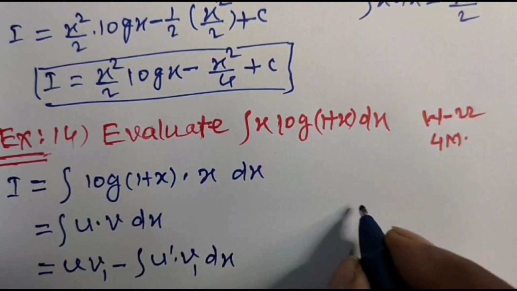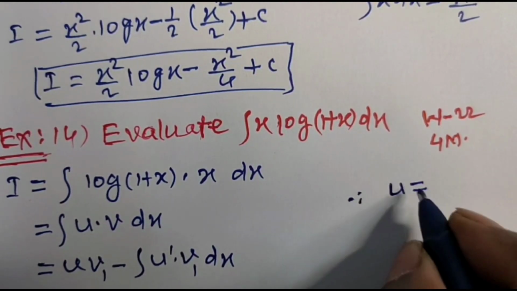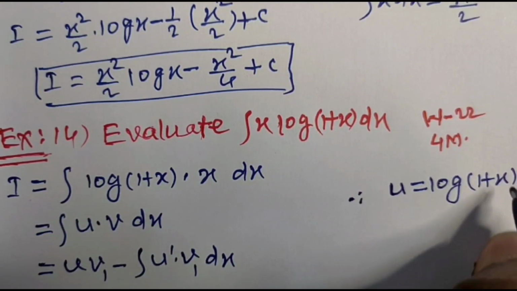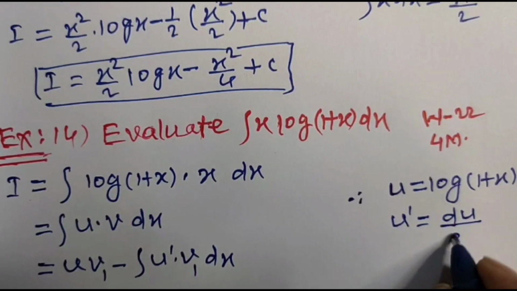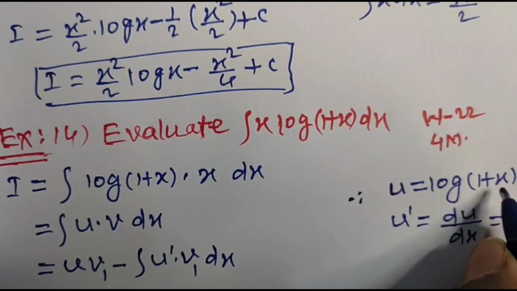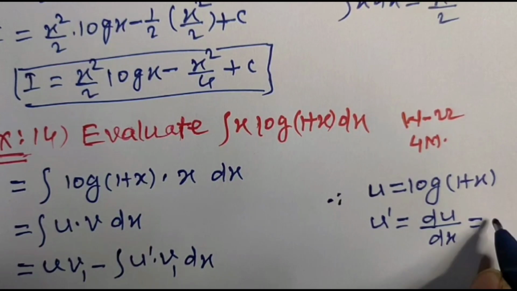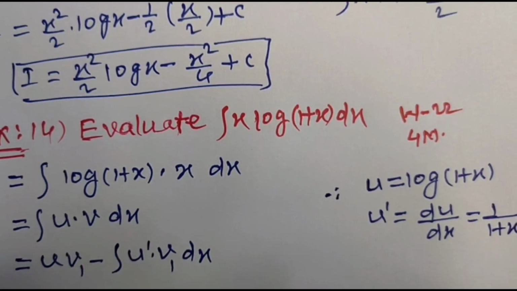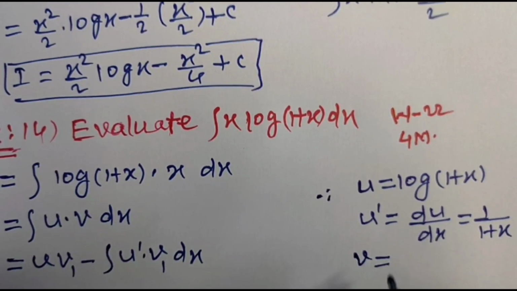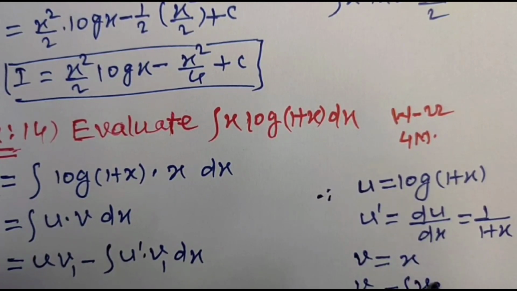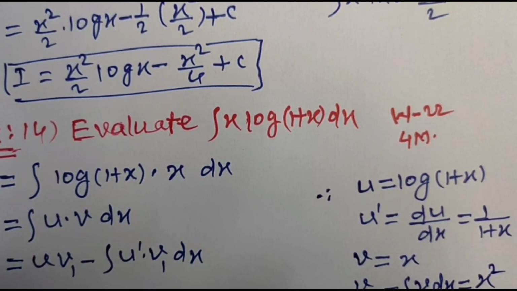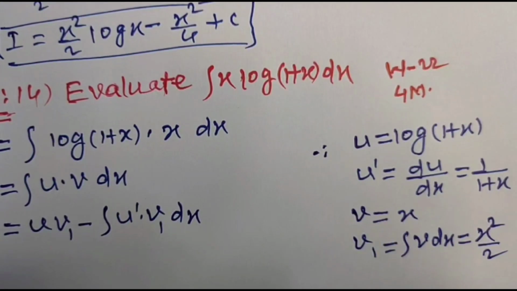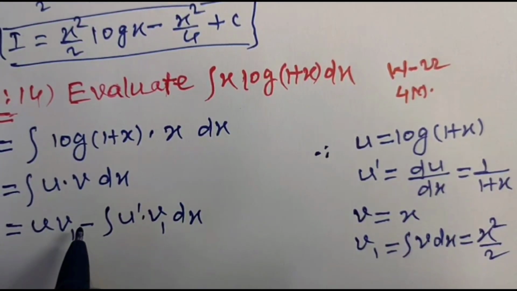First of all, since u is equal to logarithm of 1 plus x, hence u dash is nothing but derivative of u with respect to x, means derivative of log of 1 plus x, and this is equal to what? 1 upon 1 plus x. Then v is equal to x, v1 is equal to integral of v with respect to x, that is integral of x with respect to x, that is x square upon 2. We have obtained u dash and v1, put here and then simplify.